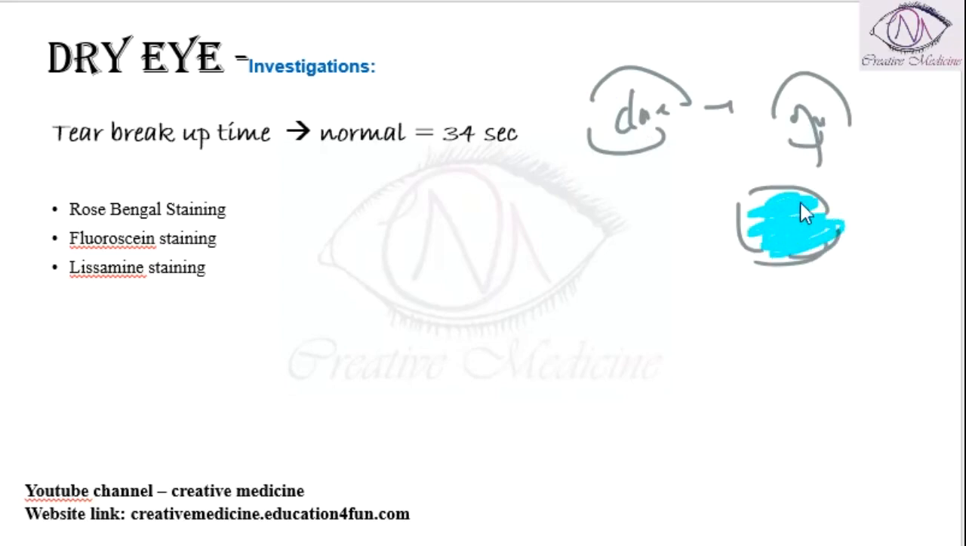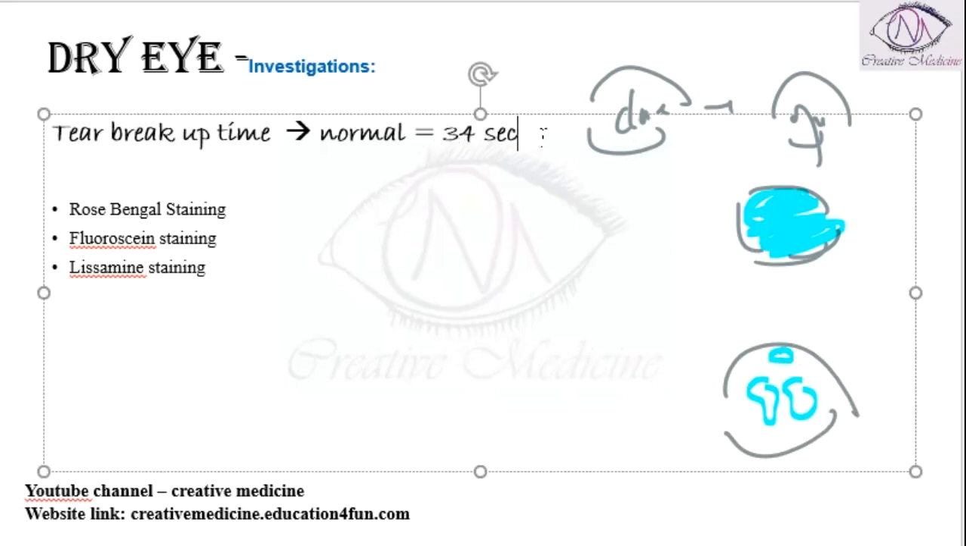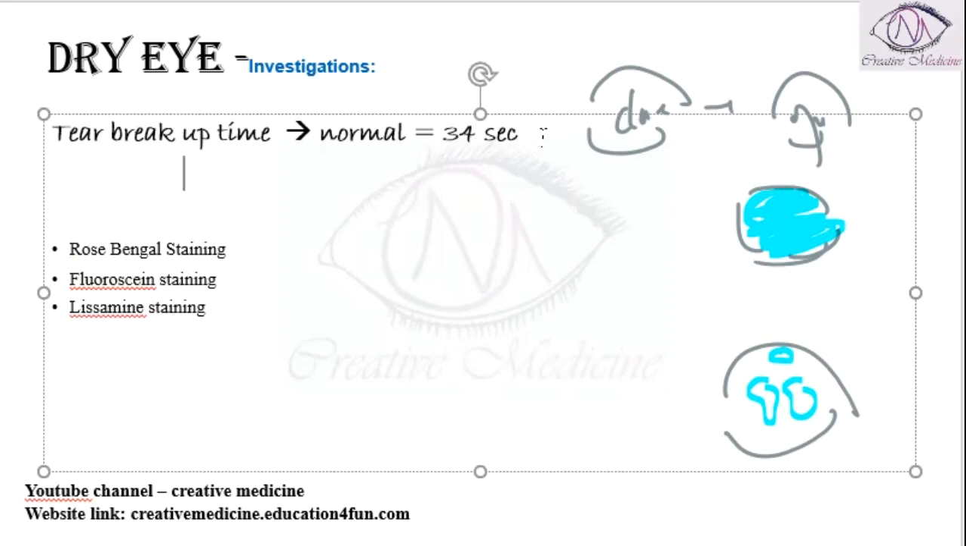It is formed uniformly, but if you keep the eyes open for a longer period of time, in some individuals the tear will break up, and this breakup of tear is calculated. Normally the tear breaks up by 34 seconds after opening the eyes, but in some individuals it can break up in less than 10 seconds. If the tear breaks up in less than 10 seconds, it is called dry eye.